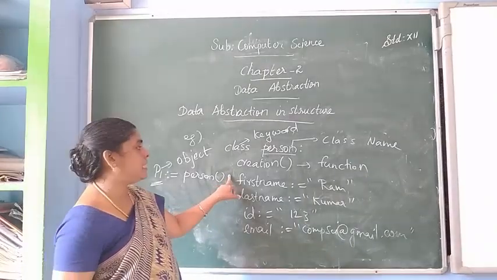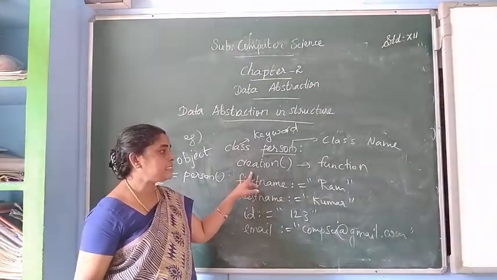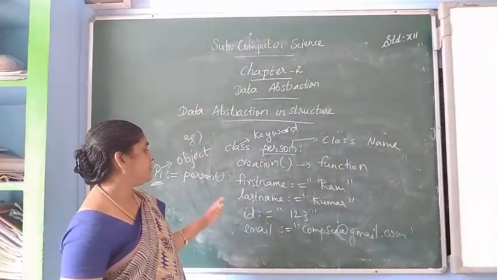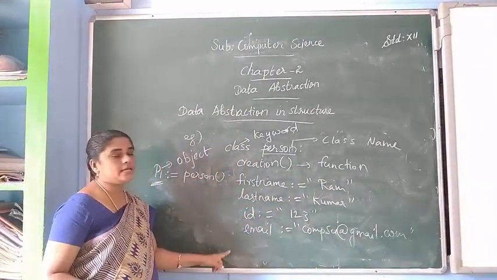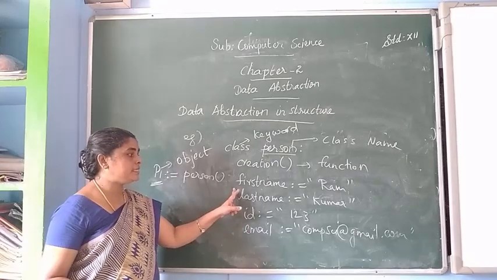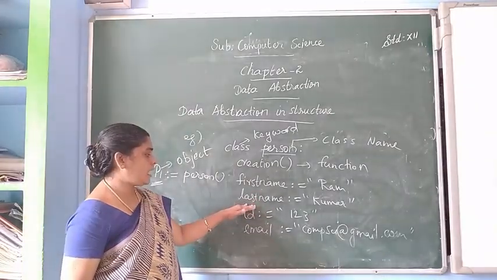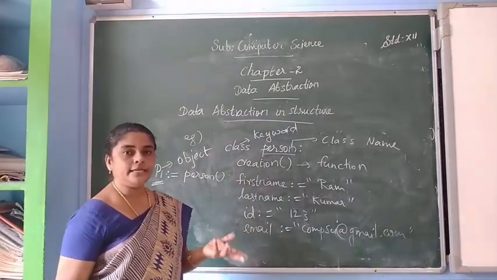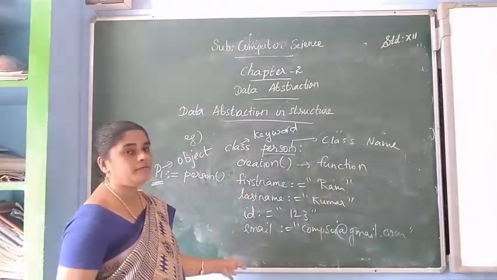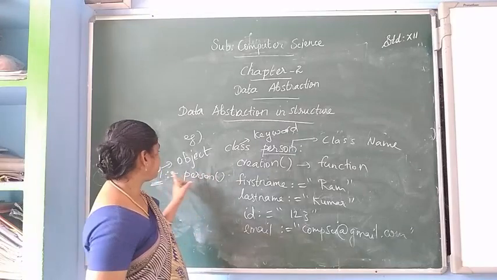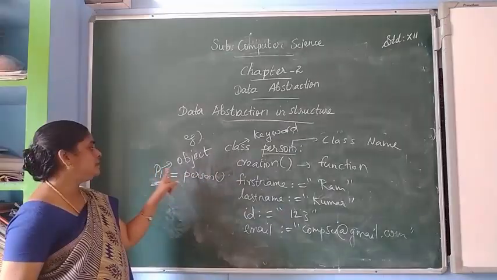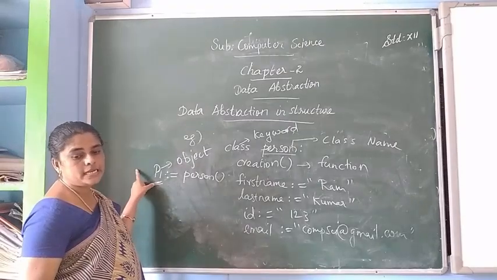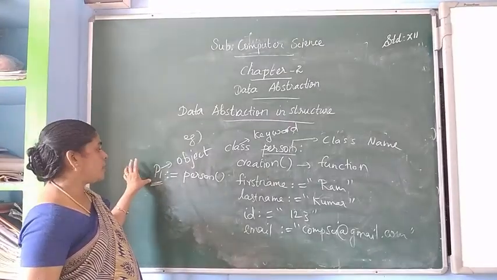The next, what are we using? Creation. Creation is the function used in this program. Okay. Then next, here 4 variables are used. The first variable is the first name. Second one last name, then ID, then email. Whatever we need, we can give. I have given 4. Okay. So before that, the person creates an object known as P1.